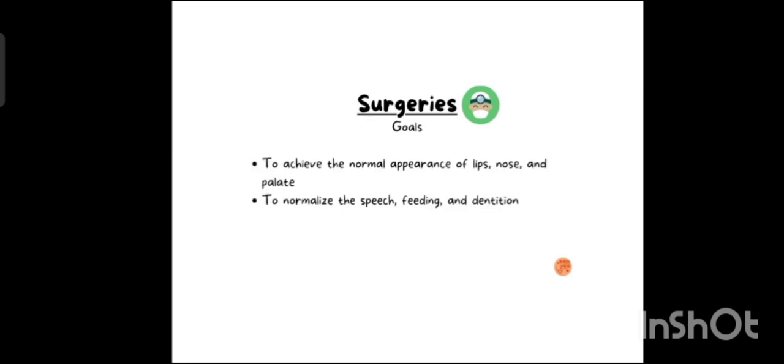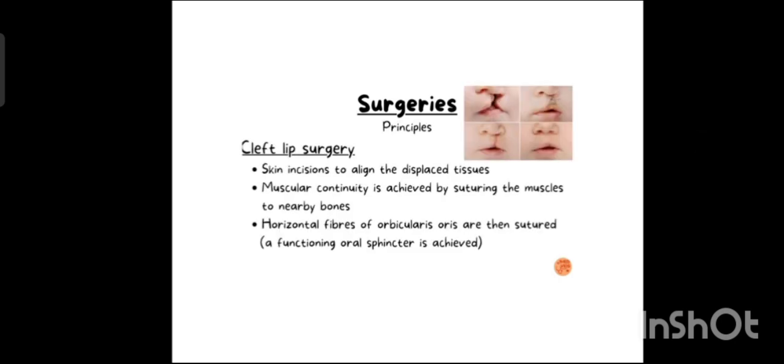Surgery goals include achieving the normal appearance of the lips, nose and palate, and normalizing speech, feeding and dentition. The principle of cleft lip surgery: skin incision to align the displaced tissue. Muscular continuity is achieved by suturing the muscle to nearby bones. Horizontal fibers of orbicularis oris are then sutured. A functioning oral sphincter is achieved.